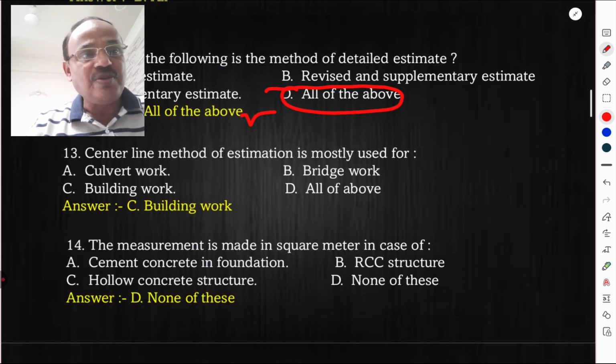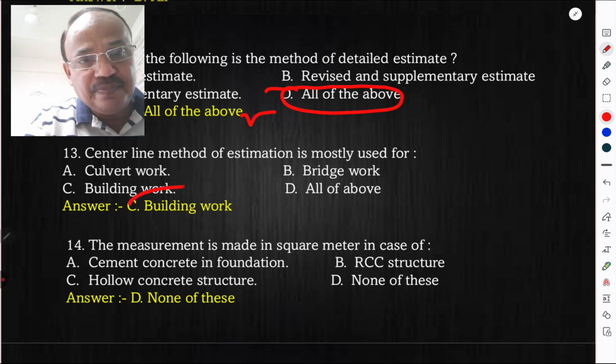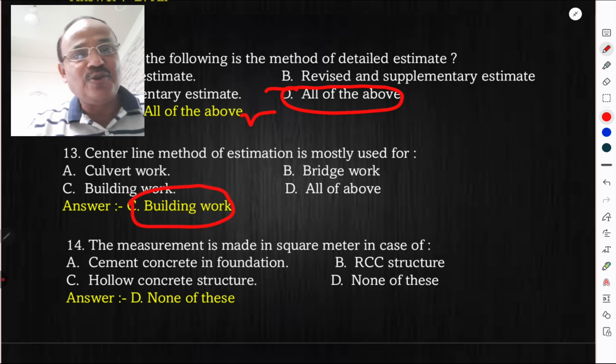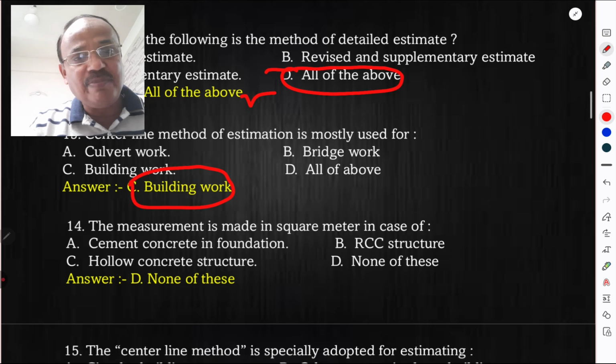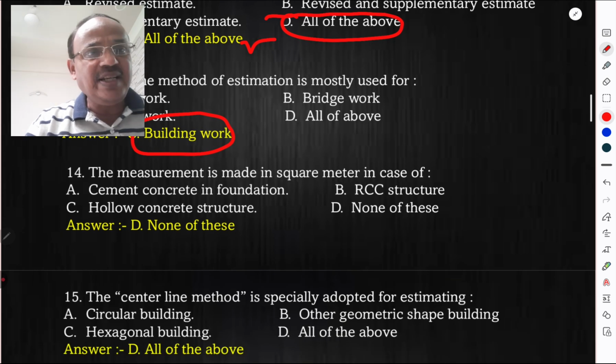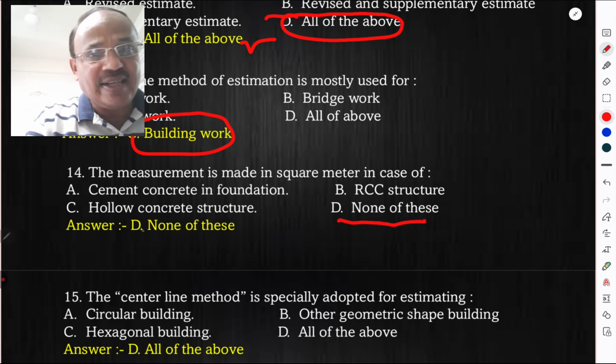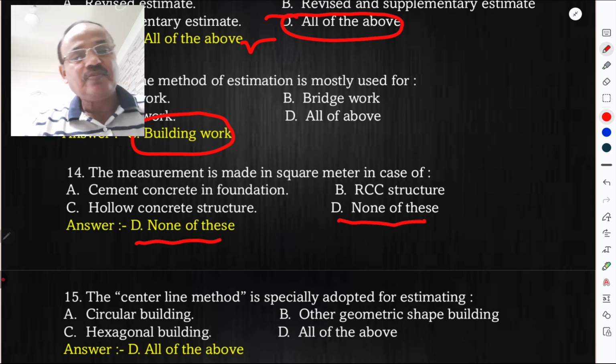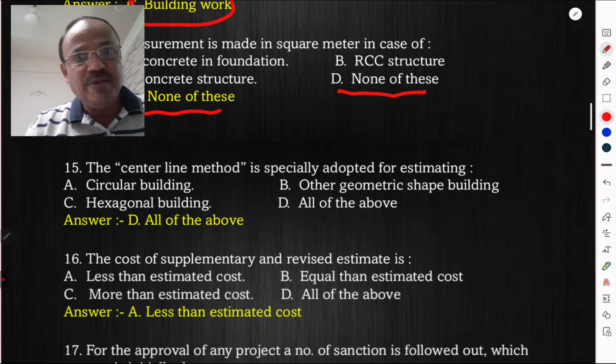Center line method of estimation is widely or mostly used for building work, because it is not used for culvert work or a bridge work. The measurement is made in square meter in case of cement concrete in foundation, RCC structure, hollow concrete structure, or none of above. None of above is the correct answer because concrete is measured in cubic meter.